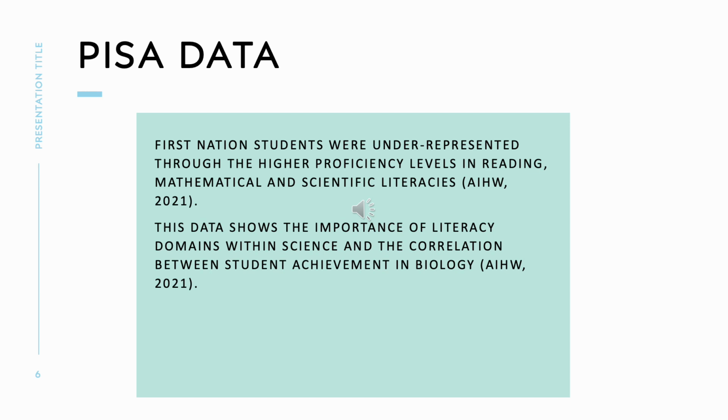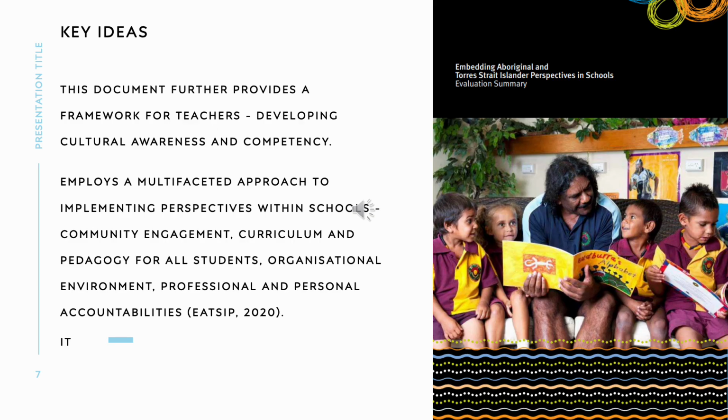Further links to success through biology and levels of literacy and numeracy skills are seen through the 2018 Program for International Student Assessment. This data shows the achievement standards of First Nation students were far less than their counterparts, with the lowest achievement seen through scientific literacies. The government recognises the gap not only between regions but First Nation Australians too, with initiatives, frameworks, and a range of pedagogies to target students' strengths and ways of learning, including a document called Embedding Aboriginal and Torres Strait Islander Perspectives in Schools. The document further outlines the multifaceted approach to implementing perspectives within schools through community engagement, curriculum and pedagogy, organisational environment, and professional and personal accountabilities.